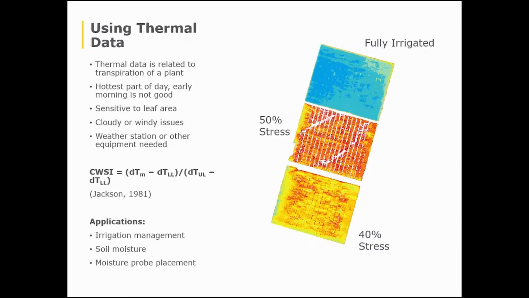Applications are pretty obvious. Irrigation management is huge in agriculture. Flood irrigation, sub-irrigation, and center pivots are prevalent throughout the Midwest and across the western parts of the United States and the world even. Water is a very sought after commodity, so there's a lot of applications with thermal.